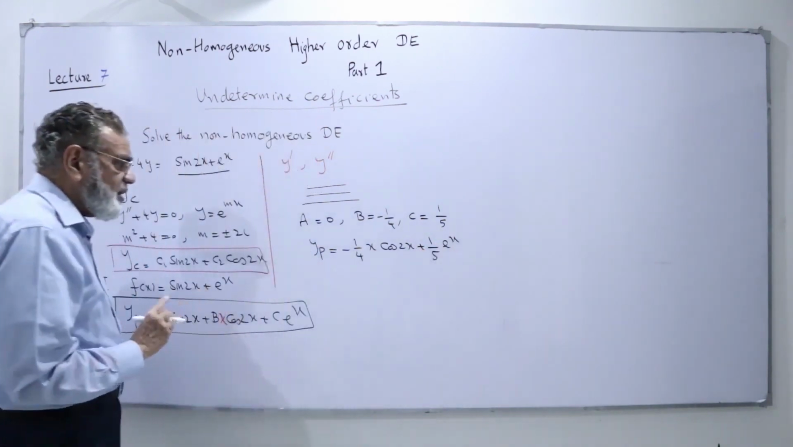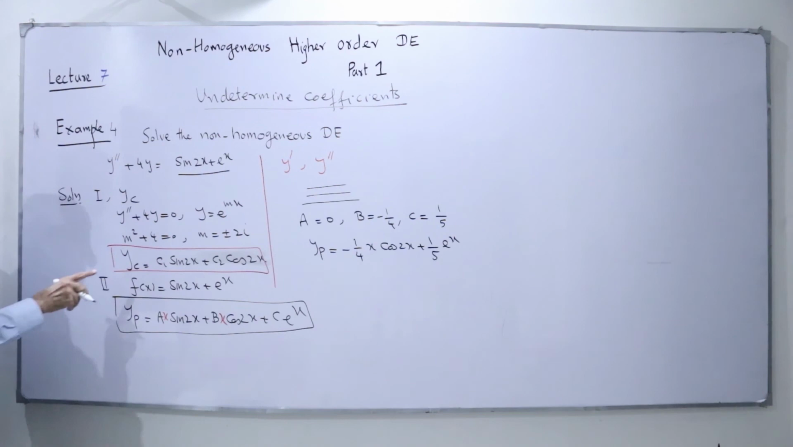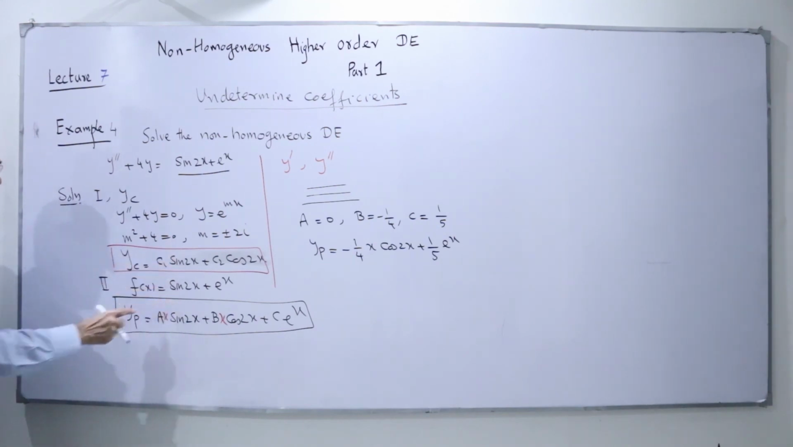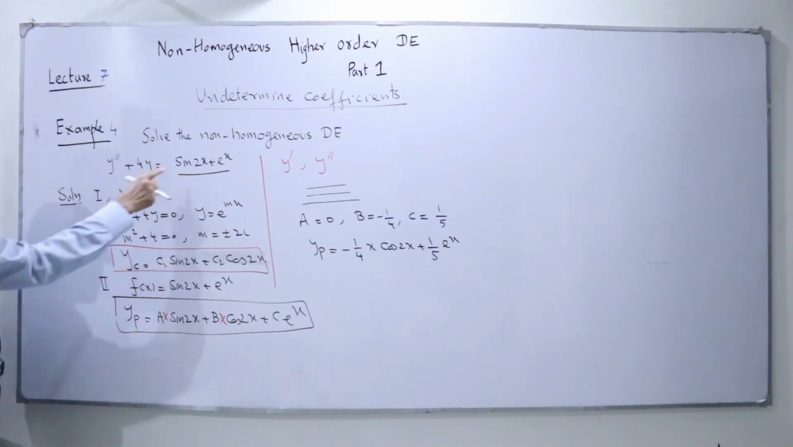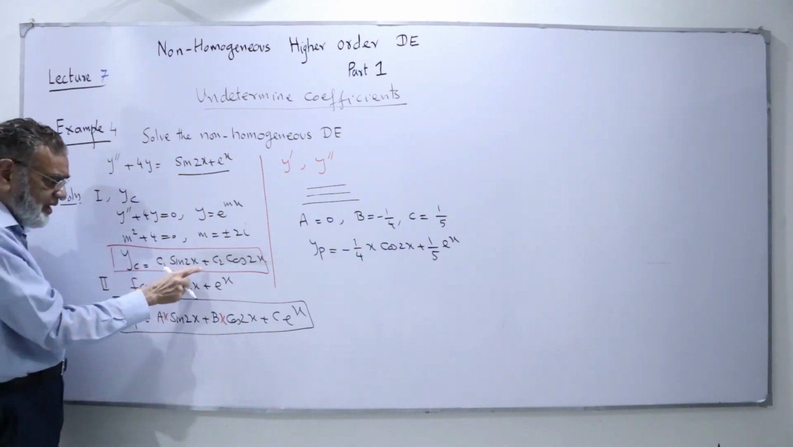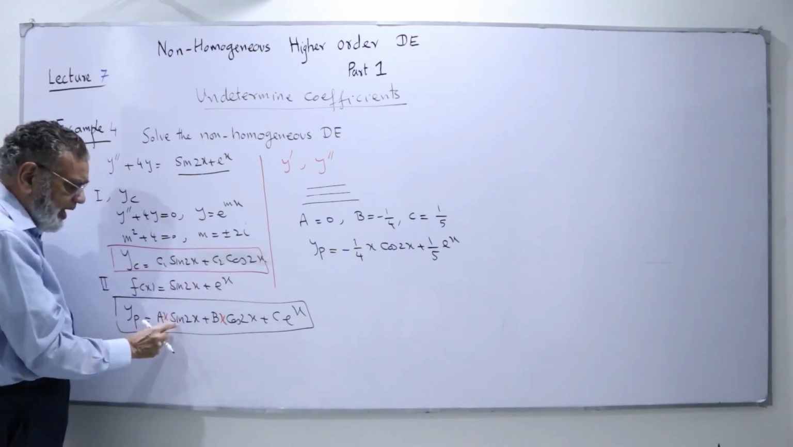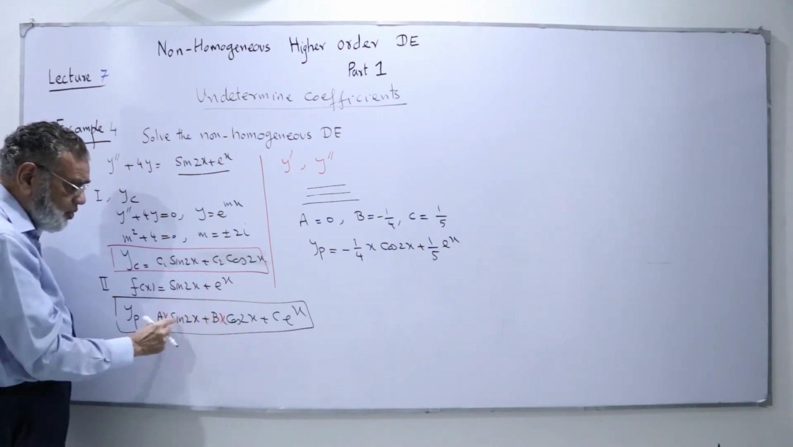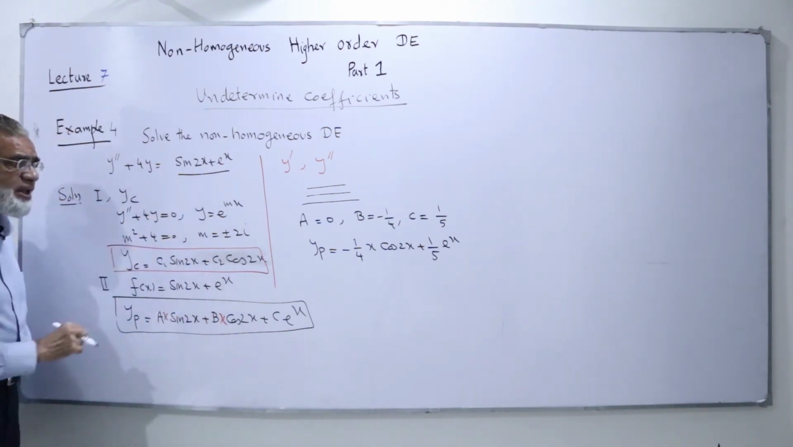So actually this is the difference from the last example. In the last example, the root was not repeated. We have not modified our yp because that was sine x, so you remember it. But here with 2x, we get c1 sine 2x, c2 cosine 2x, and here a sine 2x, b cosine 2x, and here we need to modify it. But the other steps are the same.